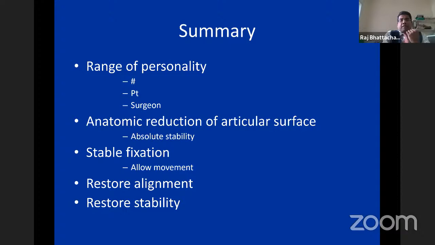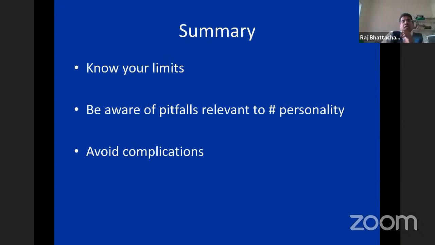If you have anatomical reduction of the articular surface and you can get absolute stability, that's fine. If you can't, then as I said, go more for the alignment and the stability. And that should allow you to get reasonably good results. Know your limits, be aware of the pitfalls relevant to the fracture personality, and of course, try and avoid complications. Thank you.